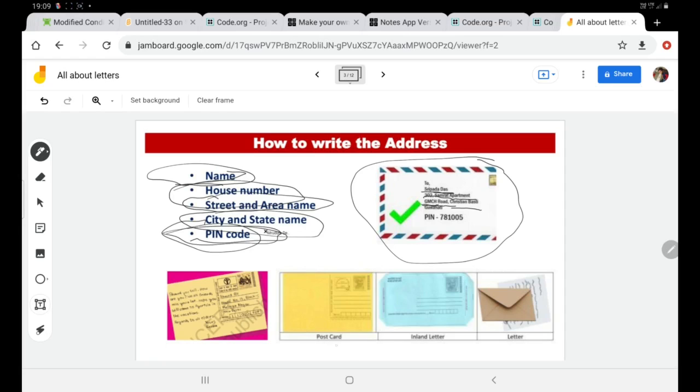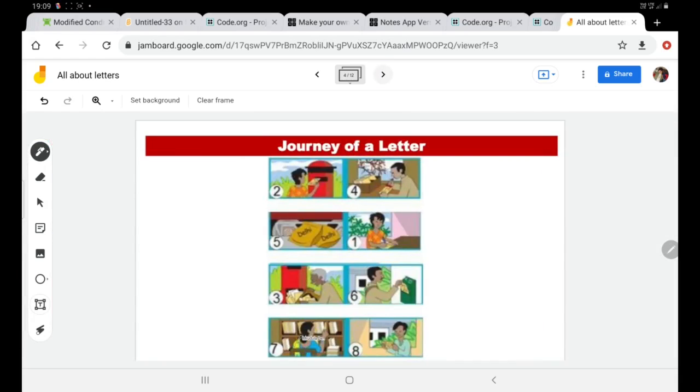Here you can see that we learned postcard, inland letter, letter. Journey of a letter. How do the letters reach another place and another person? What do we need to do first? We need to write a letter and put it in the envelope, and then post it in the post box, and then the postman will come and collect all of the letters.